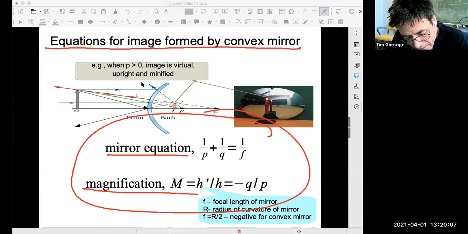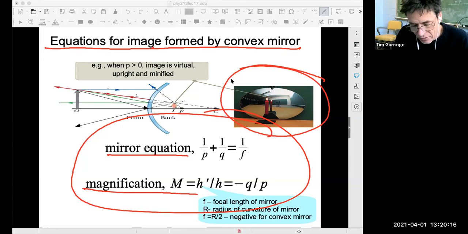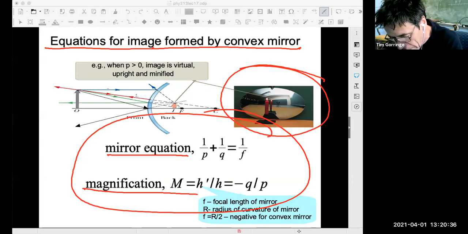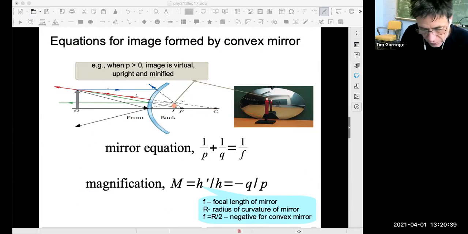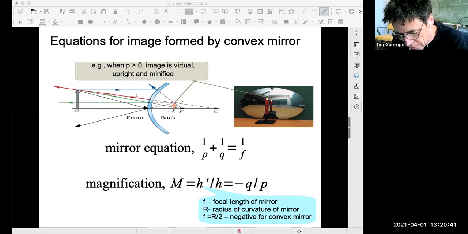If you remember the example that we just reconstructed, we had an image that was virtual, upright and minified. And here is a picture of that situation. You see in the foreground the candle, you see in the background the image of the candle. You see it is upright, you see it is minified, and it actually is virtual. The light isn't actually coming from that location, it just appears to come from that location. Okay, so that's the equations.